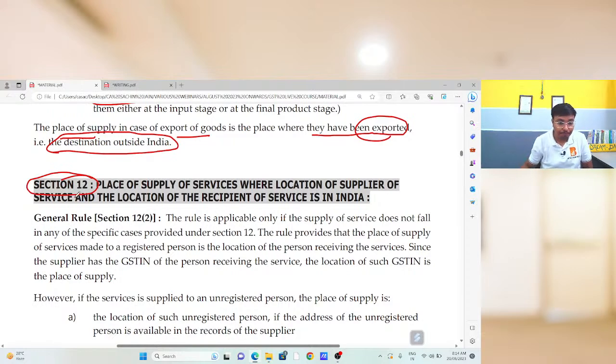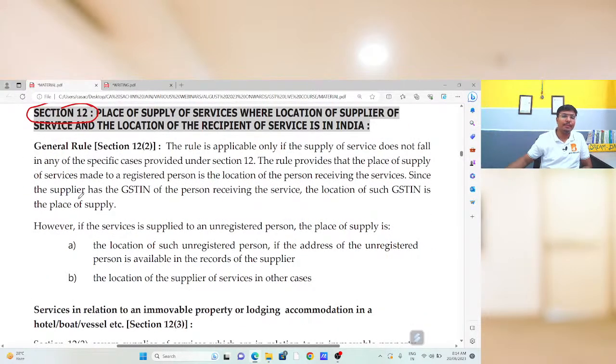Now section number 12 subsection 2 talks about the general rule, that means the universal rule. This rule will be applicable in each and every case. I am going to take this place of supply topic at a very slow speed, in a very steady manner. So if you have any doubt or question, you just need to raise it in the chat box.